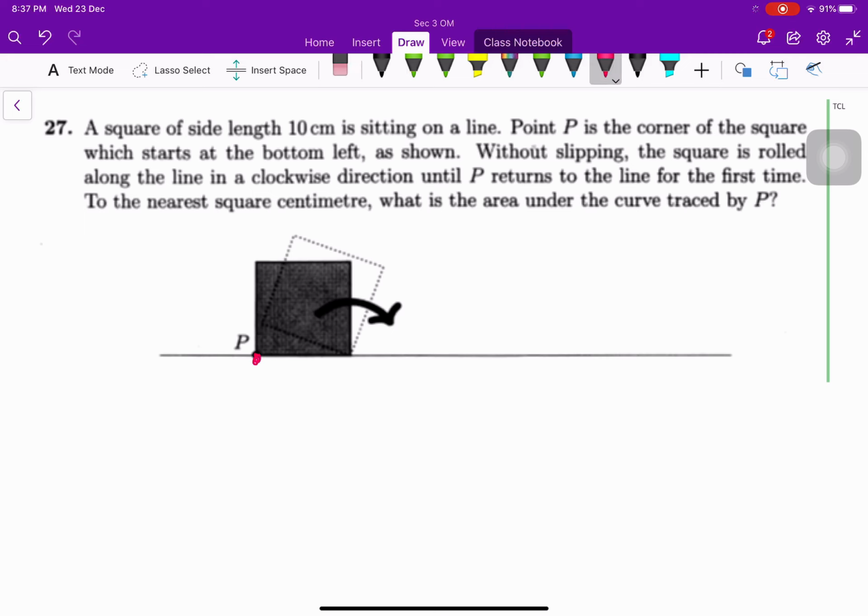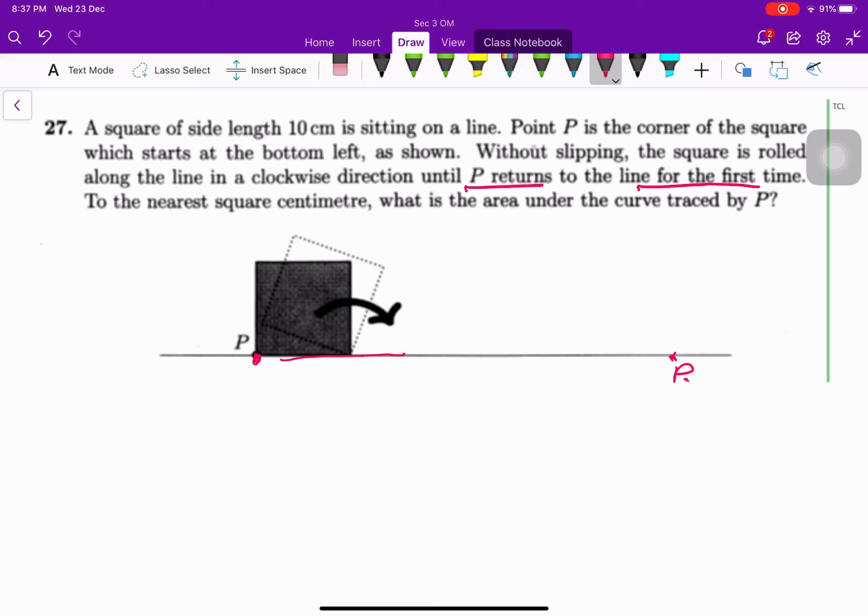Then it says that without slipping, the square is rolled along the line, along this line, in a clockwise direction until P returns to the line for the first time. That means your P, after rolling, will come back to here. Come back to here. Yeah.